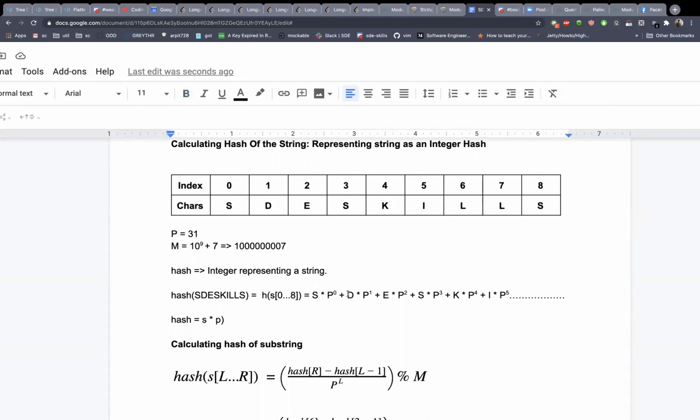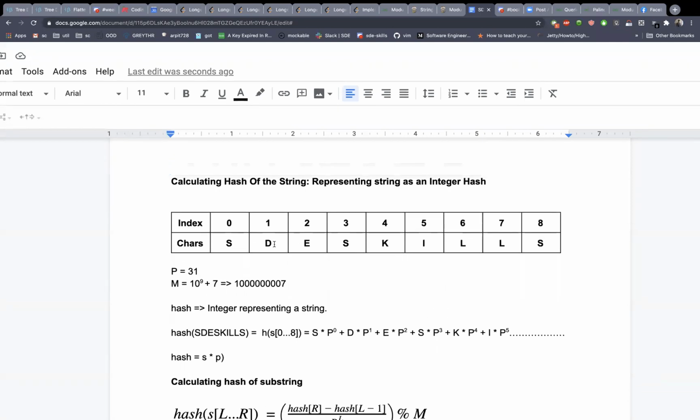Same goes for d. I think its rank would be 4. So 4 into p raised to 1, plus e into p raised to 2, plus s into p raised to 3, and so on. This is the way we calculate the hash of any given string. For SDE skills, if we follow this equation further, it will give us the hash for the string.